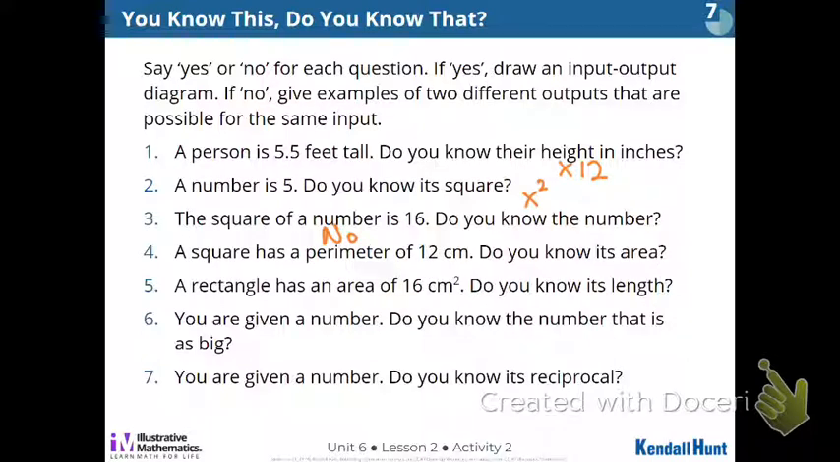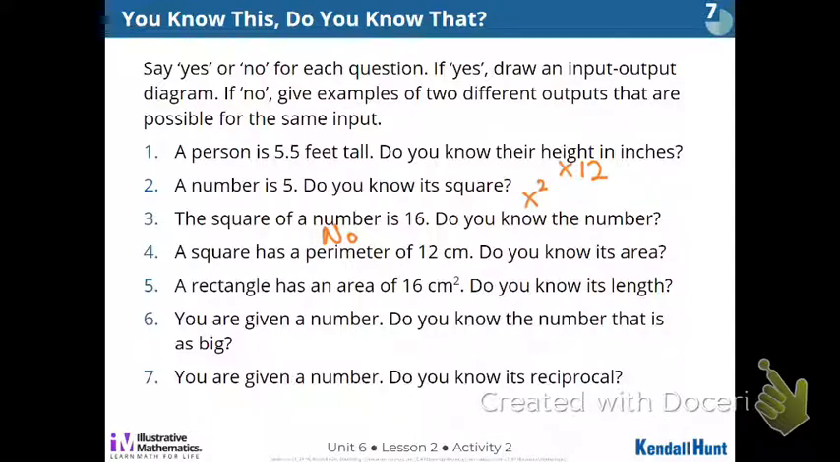We don't know the input here, right? Can we get to the number that squared is 16? Just one answer? You could say yes and say 4 and I'd be like, nope, it's -4. Right? Because there's 2 different outputs for that.